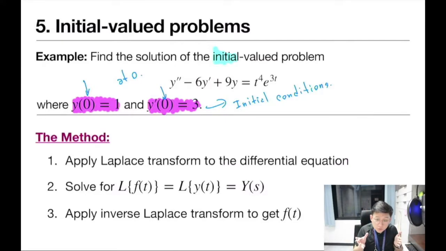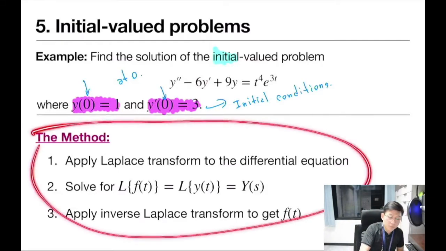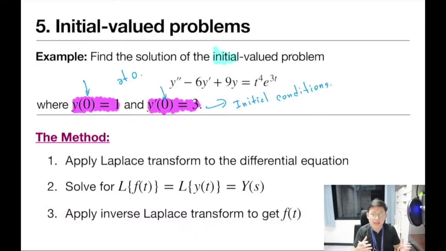And how to solve it using the Laplace transform? First, you need to apply the Laplace transform to the whole equation. I'll let you see in a minute how to do that. But first, just a concept. These lines help you go back and look at the technique later. For now, you don't need to understand, you just need to memorize it. First, you apply the Laplace transform, and after that, you solve for the Laplace transform of f.